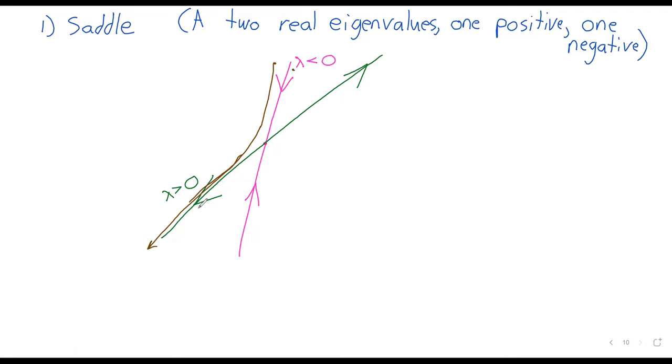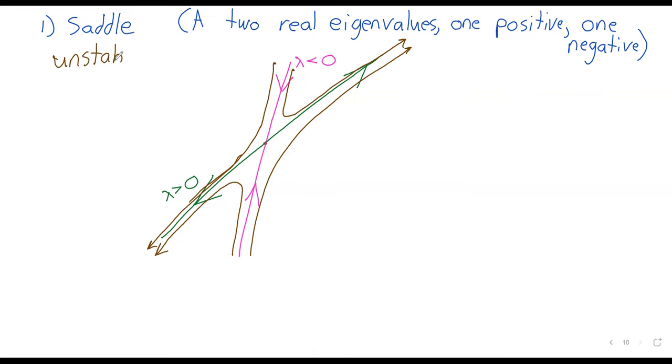Similarly, if we start here, we're near this pink eigenvector, so we get drawn towards the origin for a time. But then we get close to the other eigenvector and we're drawn away from the origin. Drawn towards the origin, but then drawn away from the origin. So here, the origin is an unstable fixed point.